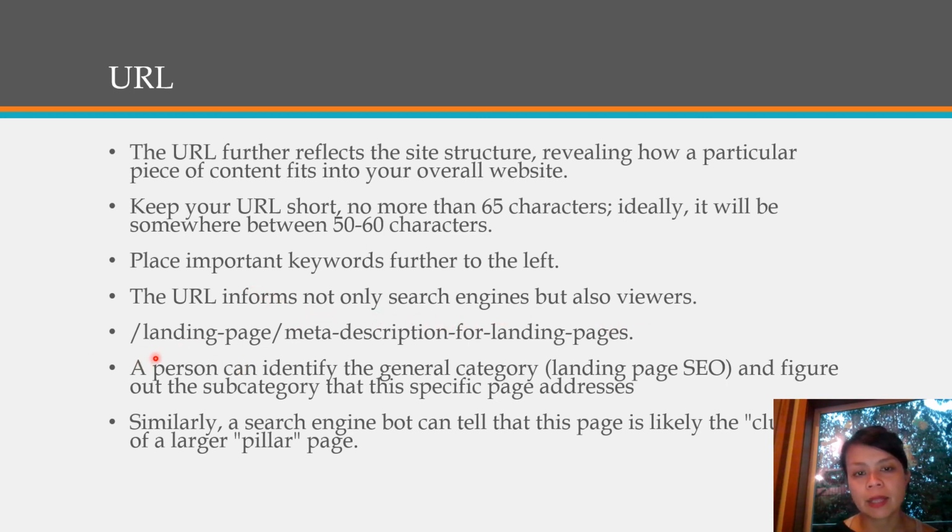So here we have something like landing page, meta description for landing pages. This is part of the URL. So from here, a person can identify the general category, landing page, and this is the subcategory that belongs to landing page. Similarly, a search engine bot can also tell the same. So it gives you more information on how your site is structured and allows the bot to do a better job in indexing it.